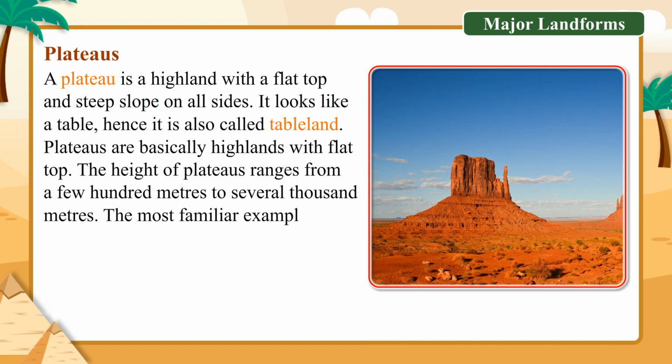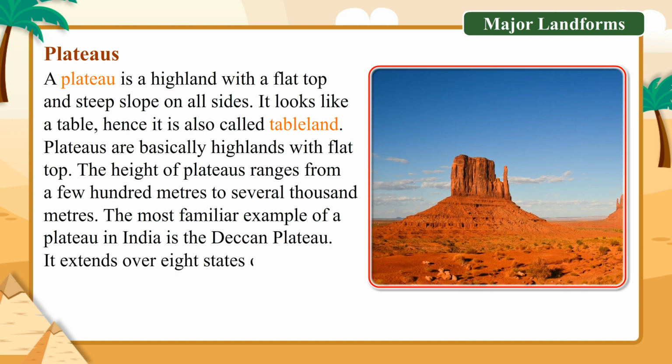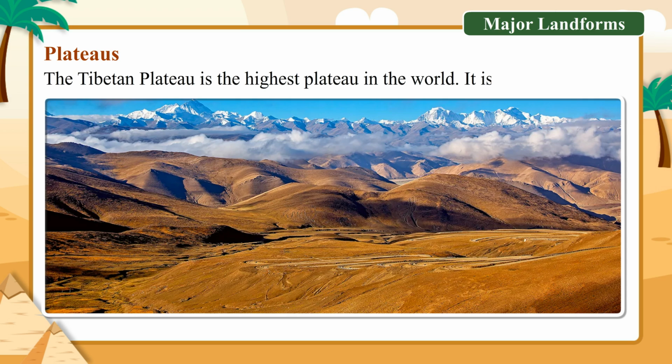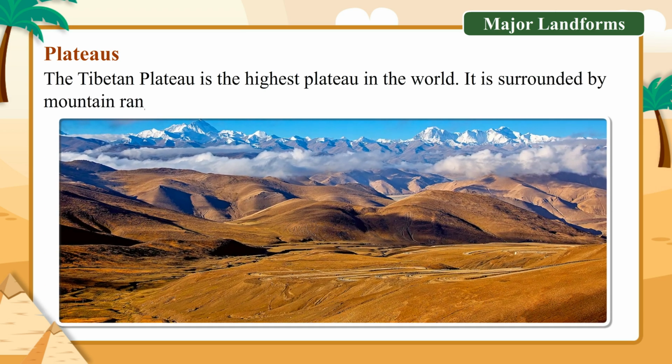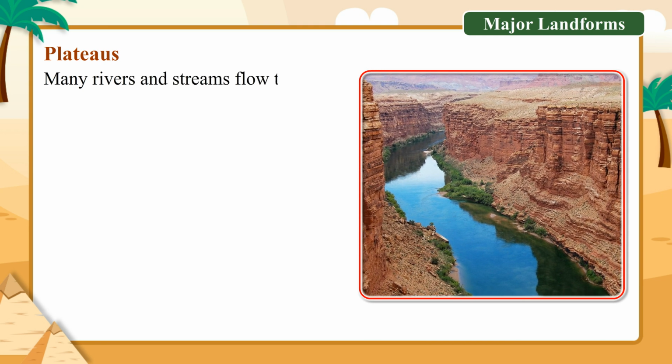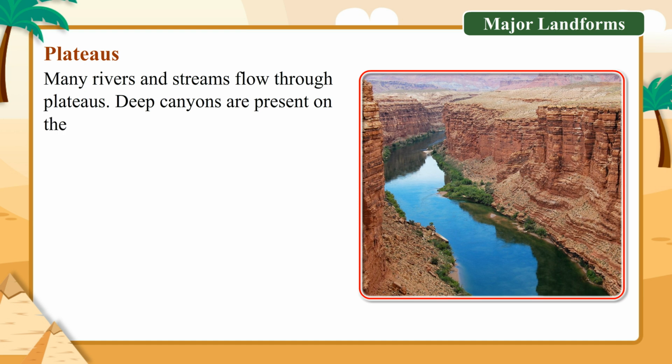The most familiar example of a plateau in India is the Deccan Plateau. It extends over 8 states of India. The Tibetan Plateau is the highest plateau in the world. It is surrounded by mountain ranges on all sides. Many rivers and streams flow through plateaus. Deep canyons are present on the surface of many plateaus.